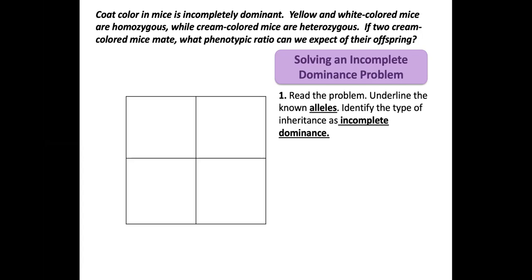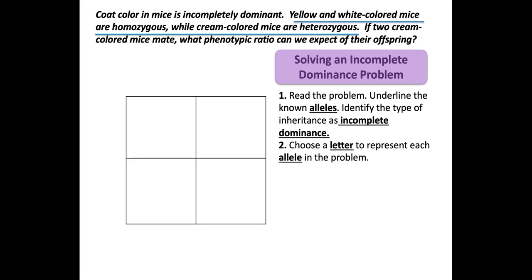So the first thing we needed to do was read the problem, which we did. Now we have to underline the known alleles and identify the type of inheritance as incomplete dominance, which we did when we read the problem. So what do we know about the alleles? Yellow, white. Okay, yellow and white are homozygous and cream are heterozygous. That's what we know, okay?